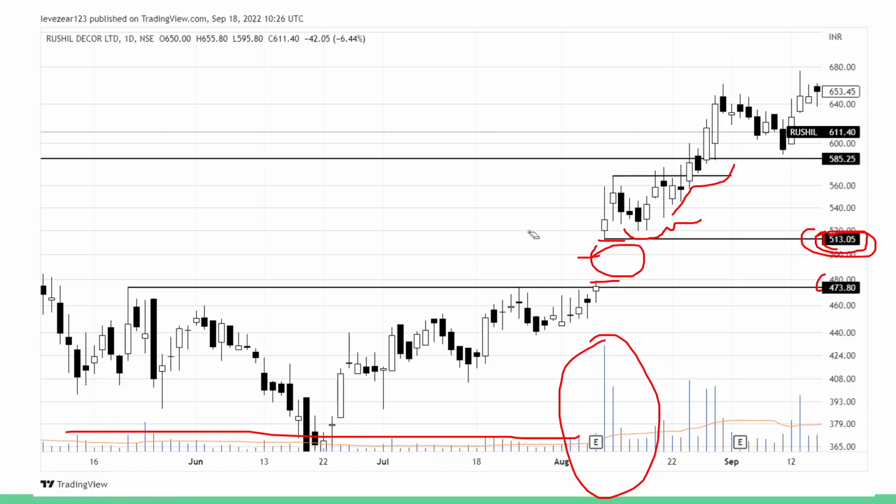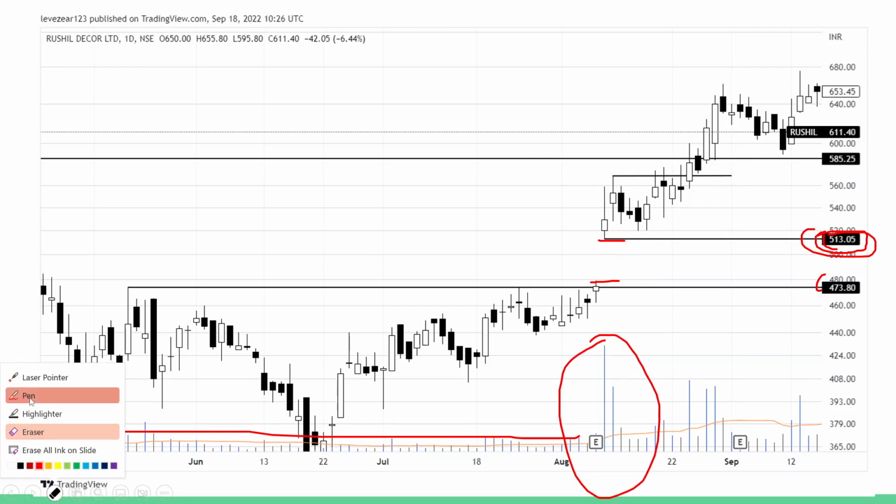So what you have to do is just mark the upper and the lower boundaries of the gap, and notice for 2-3-4 days what the stock is doing. If the stock is just consolidating, you can enter at that point and keep the stop loss below.